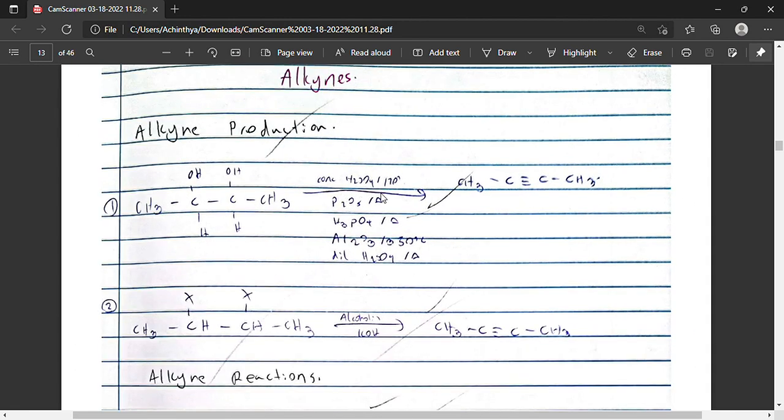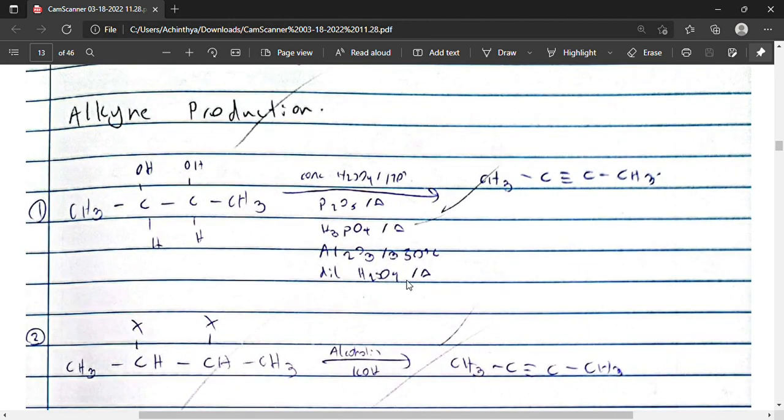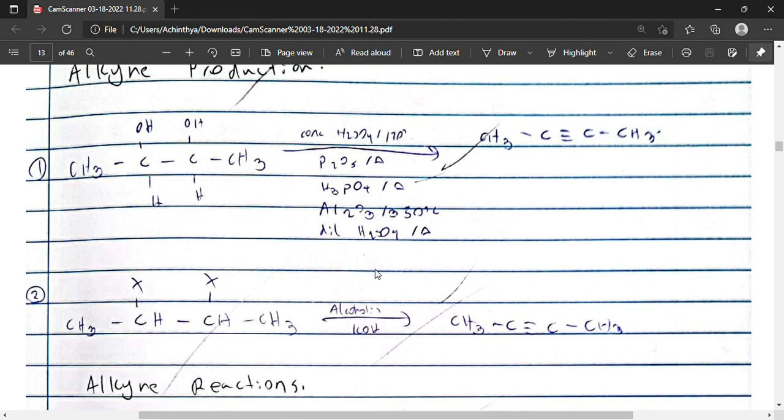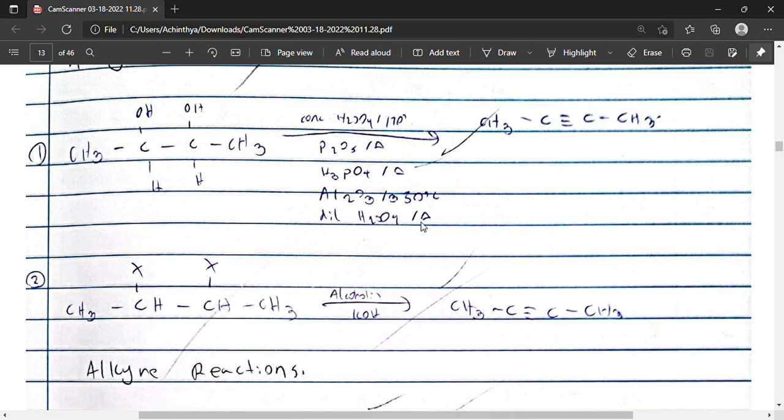We can do this using the typical dehydrating agents: concentrated sulfuric acid at 170 degrees Celsius, P2O5 with heat, H3PO4 with heat, Al2O3 at 350 Celsius, and dilute sulfuric acid with heat.